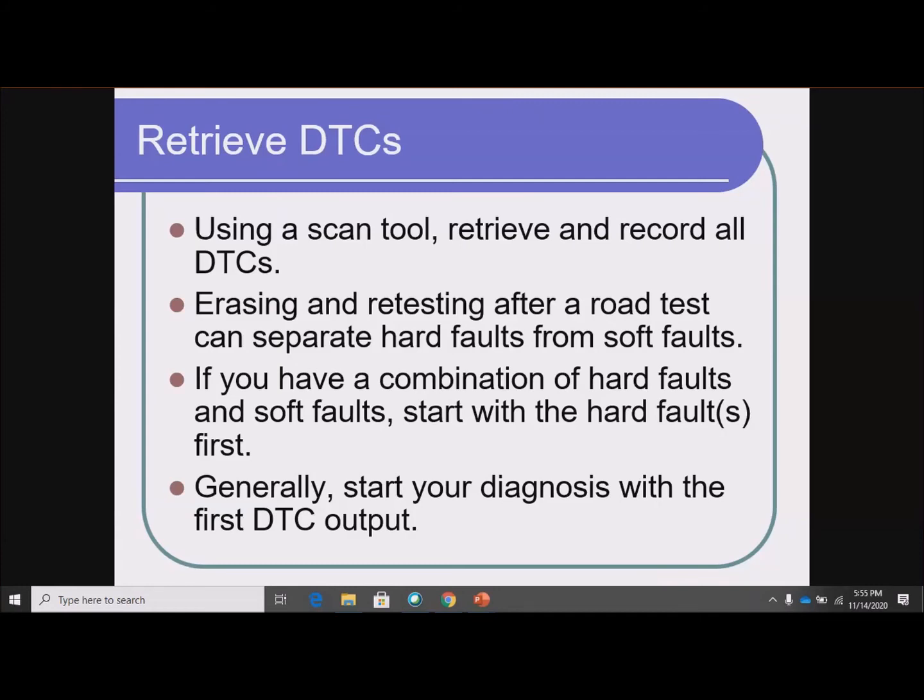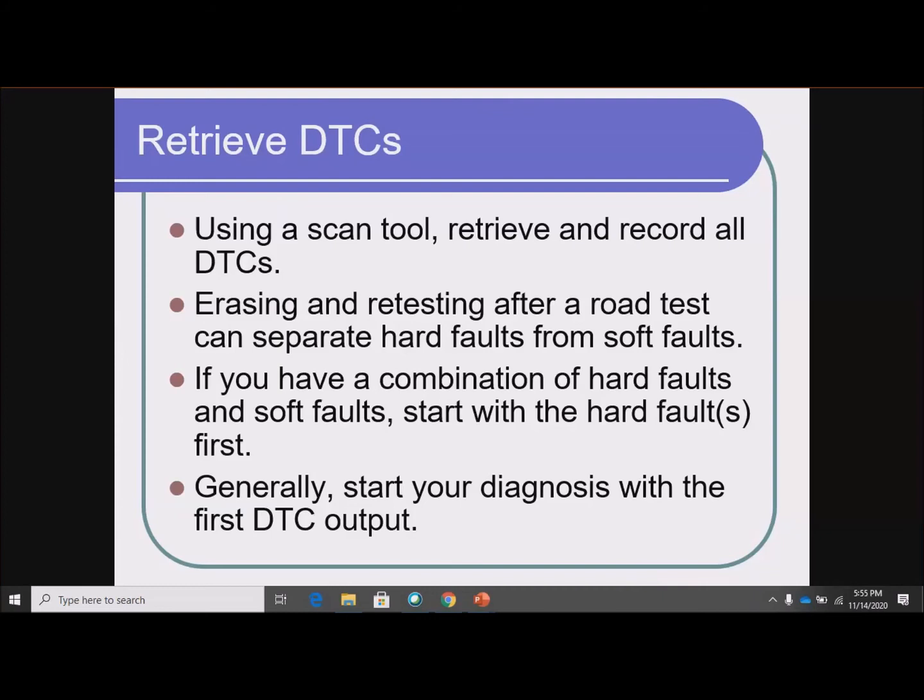Or here's a really common soft fault. Somebody leaves the gas cap loose. It sets a code, evap leak. Then the next time they fuel up, they tighten the gas cap. They bring it into the shop because the light was on. You see the code for the evap leak, but you're never going to find it because it doesn't exist right now.